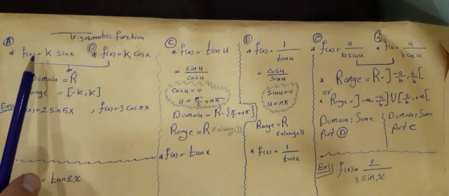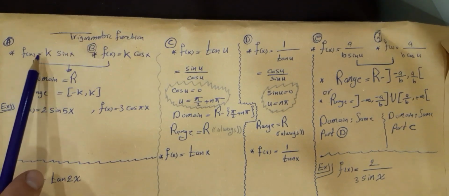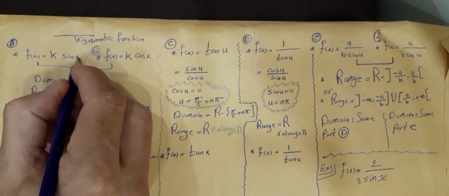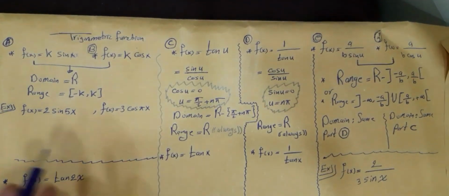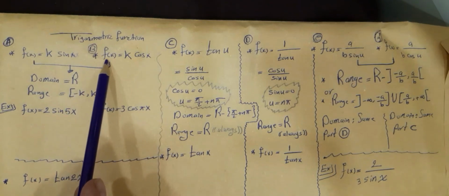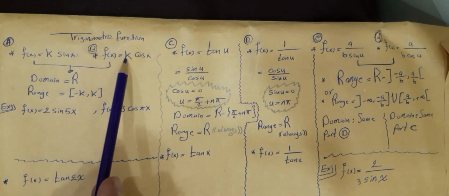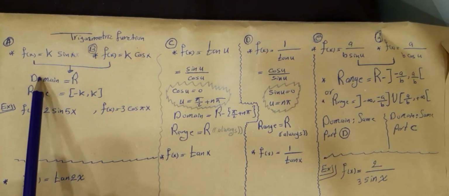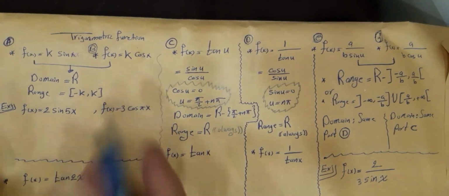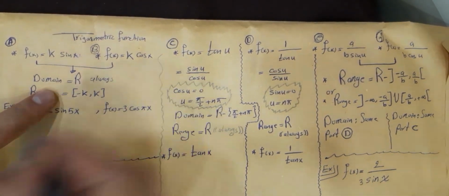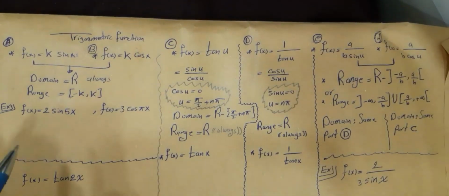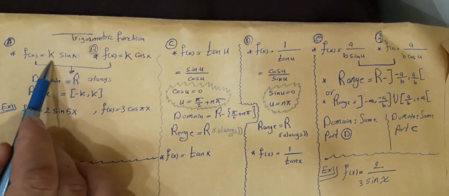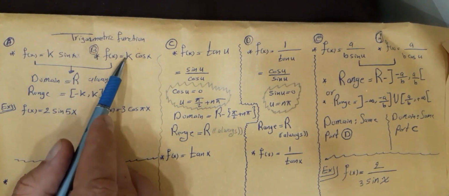About sine and cosine, if you have f of x equal to k sine x or k sine bx, there is no problem. For f of x equal to k cosine bx, for example, for both functions the domain is always equal to real numbers. But the range equals negative k to positive k, meaning the number before sine or cosine.